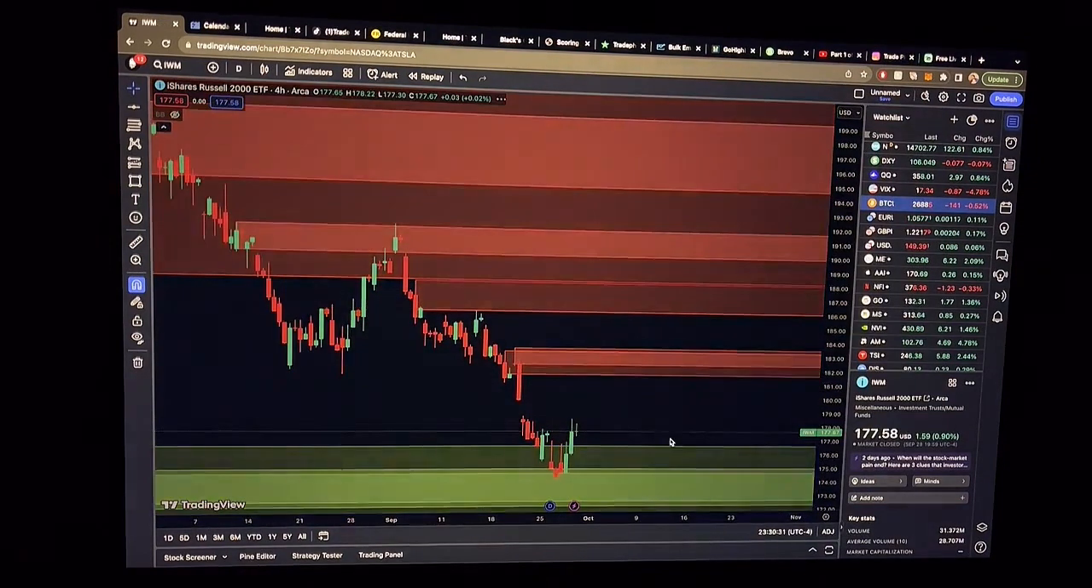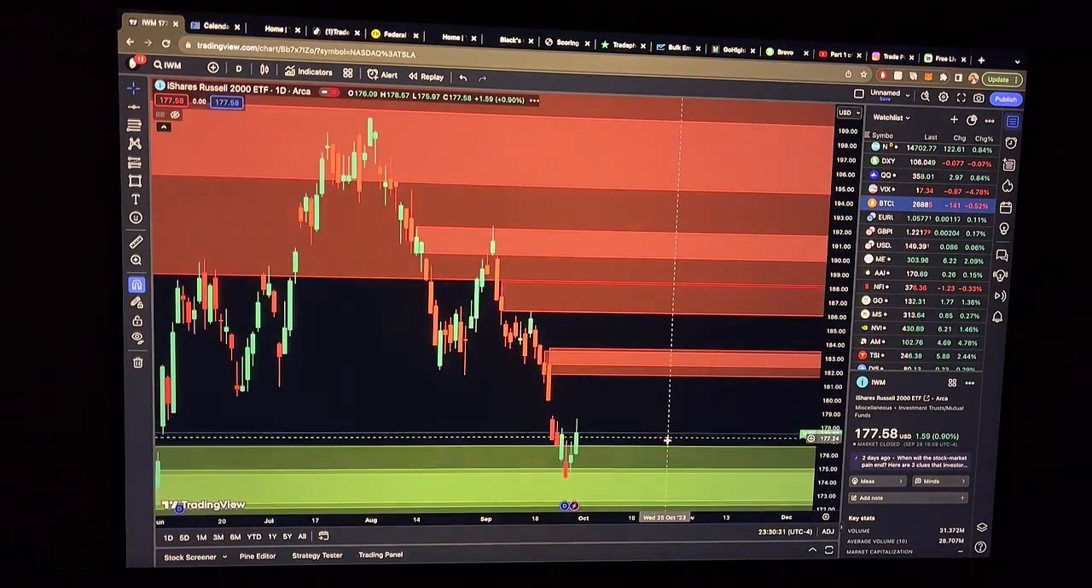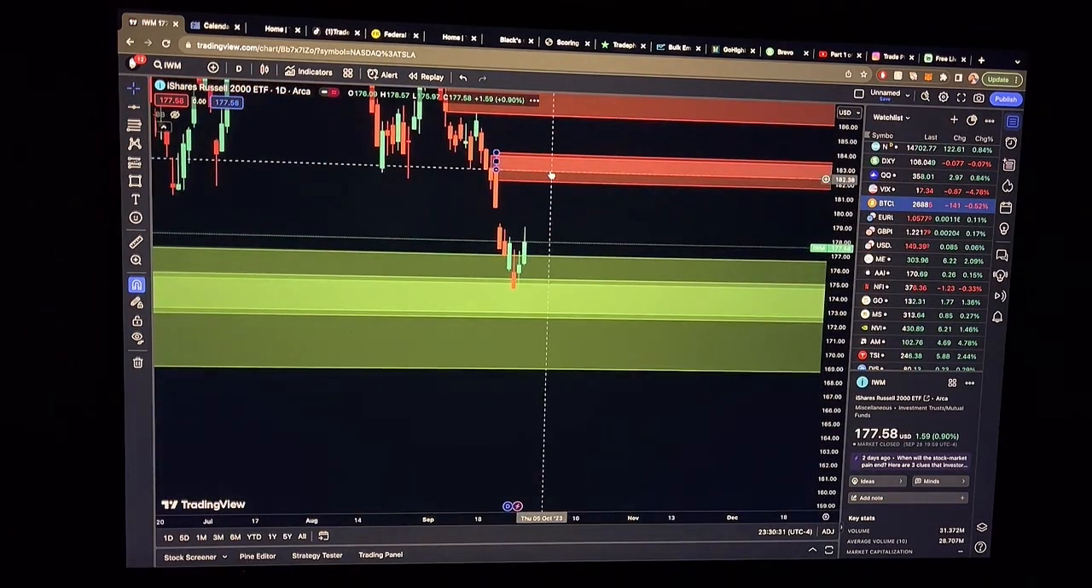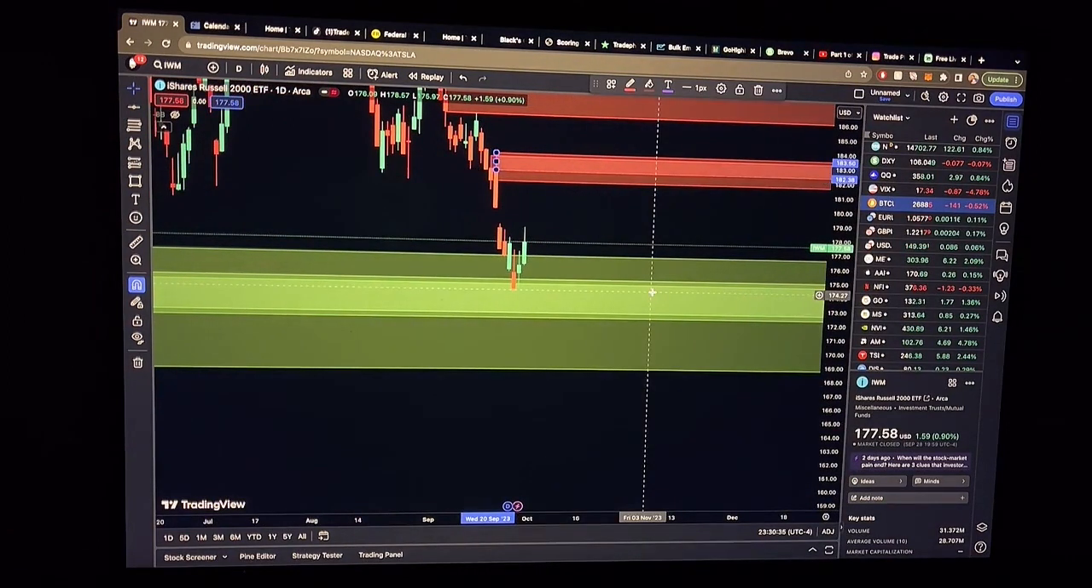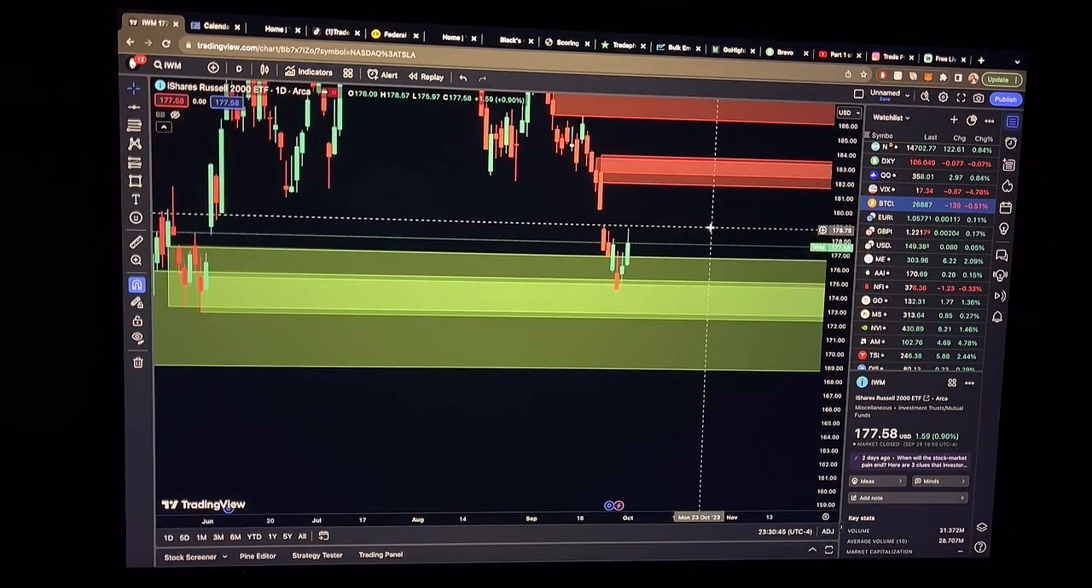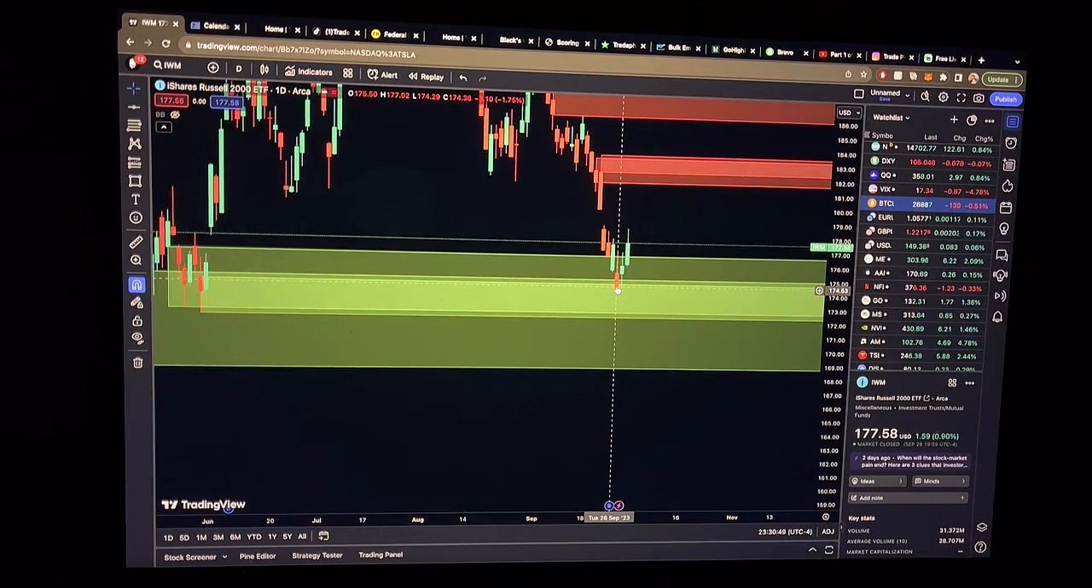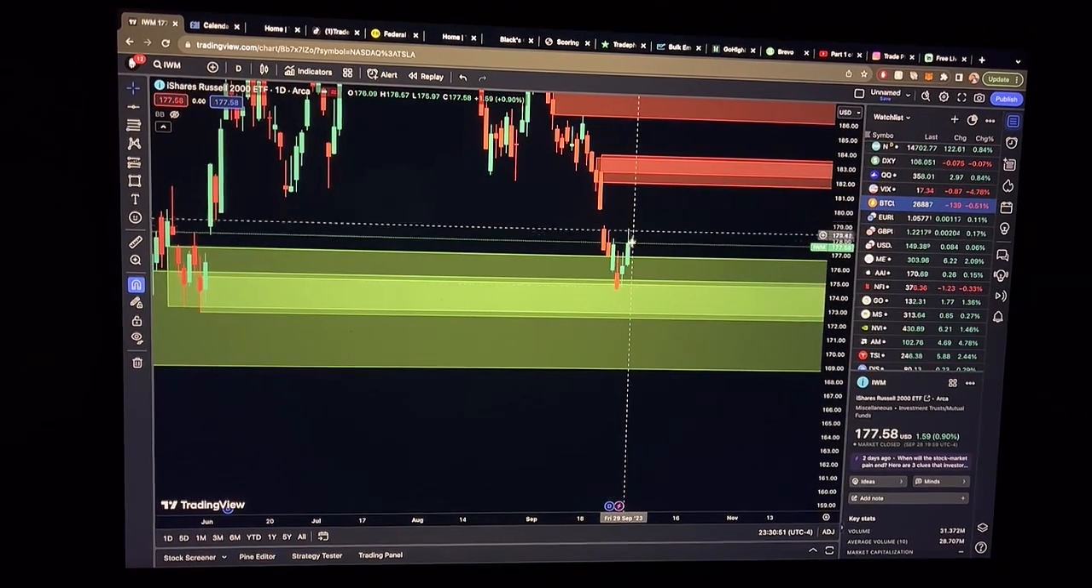If I can get back up to this level right here, where I have 4 hour, 1 day correlation at the 182.38, that could be an interesting level for us to go short. I'm not gonna trade the demand zone. The demand zone is counter trend, and we're already late. The time to have traded it was down here. If you took it, good for you. At this point, you missed it.